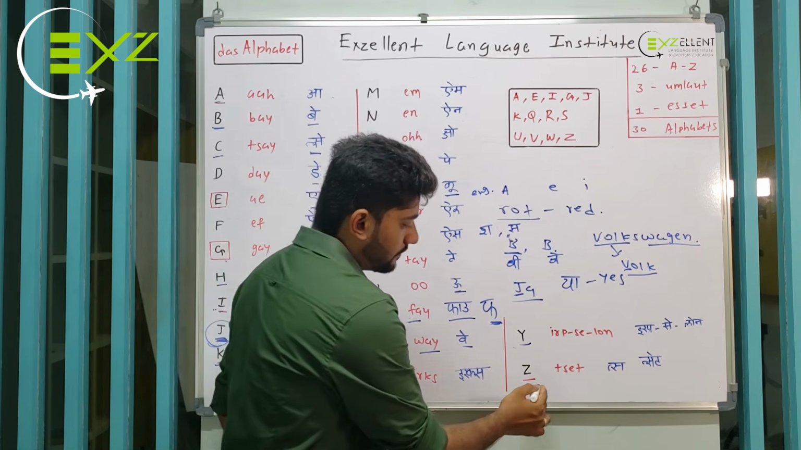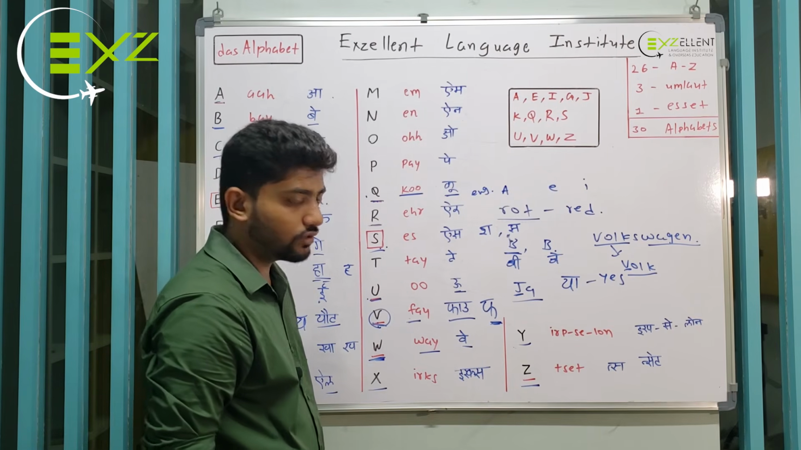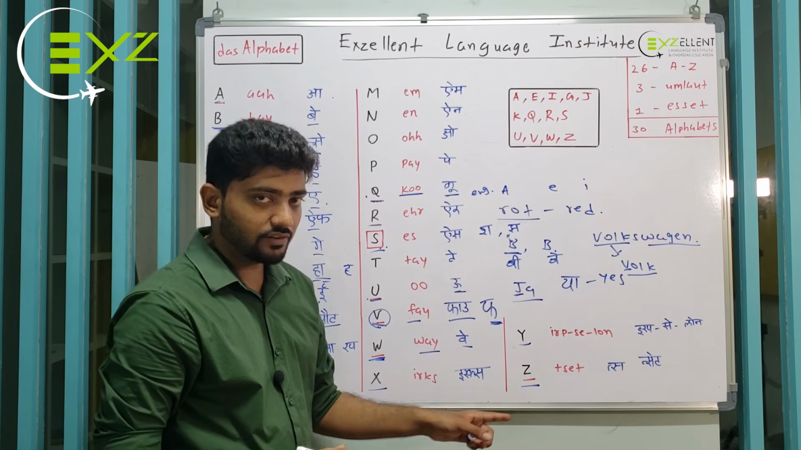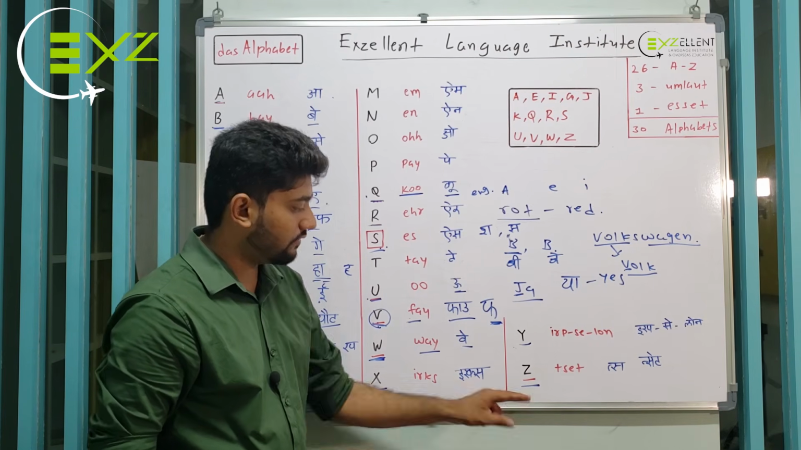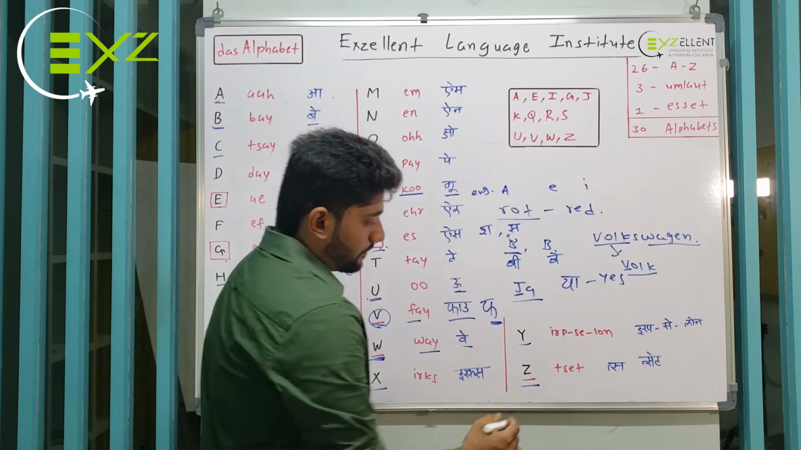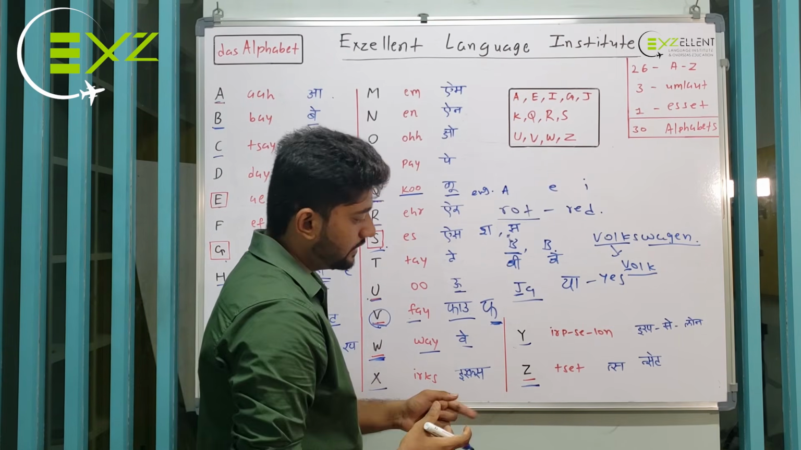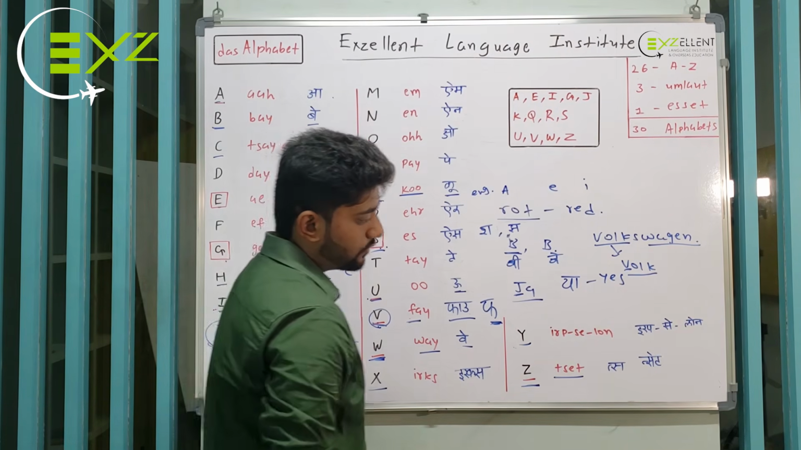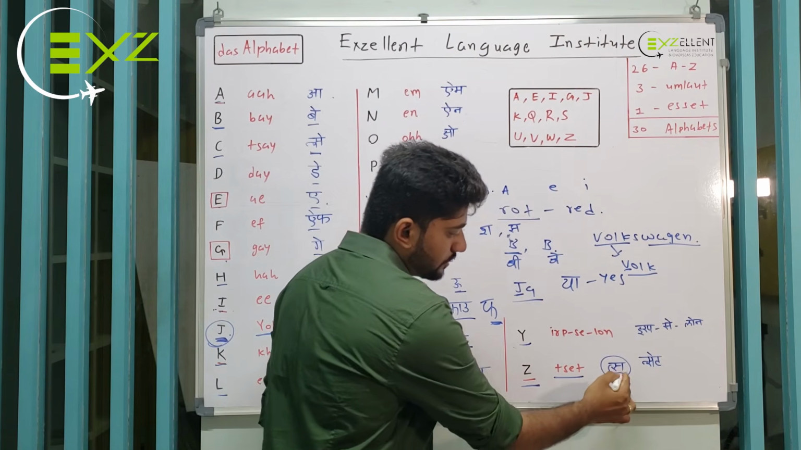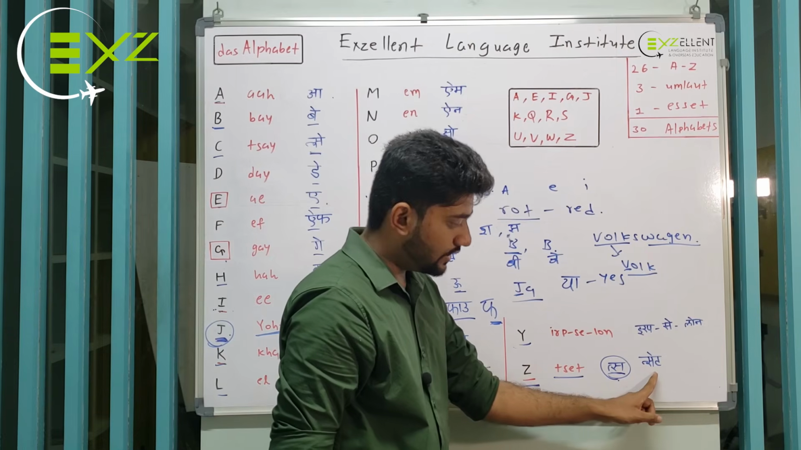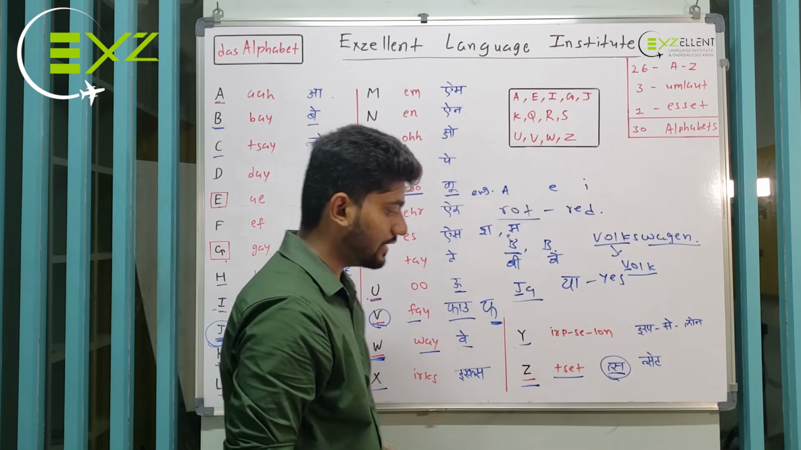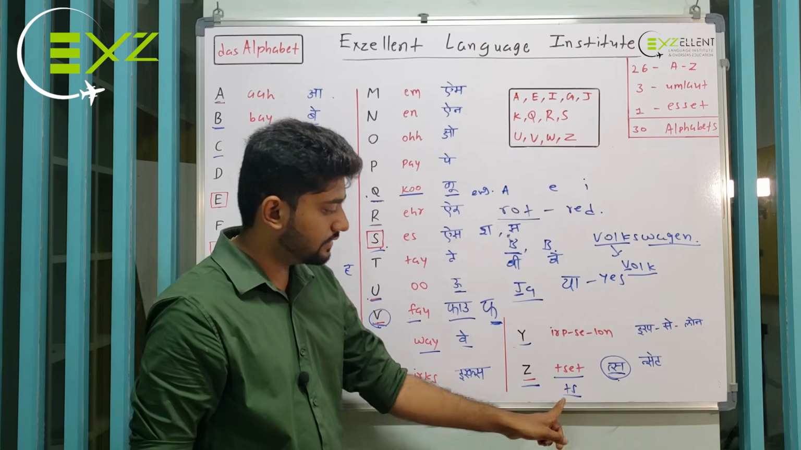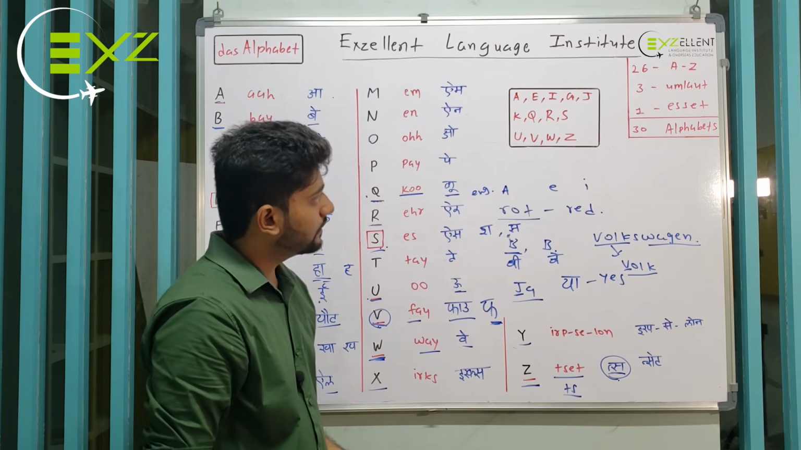Then Z. We are not using Z in English that much, but in German, Z will be a very frequently used alphabet. In German we will call it "set". The identity is "set", and the pronunciation will be like half S, or we can say the pronunciation will be like T and S. TS.